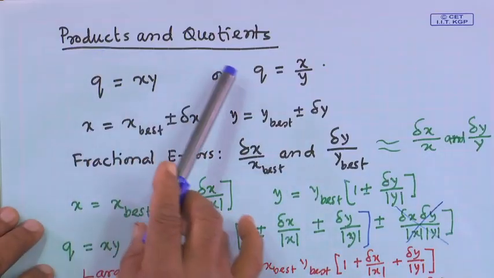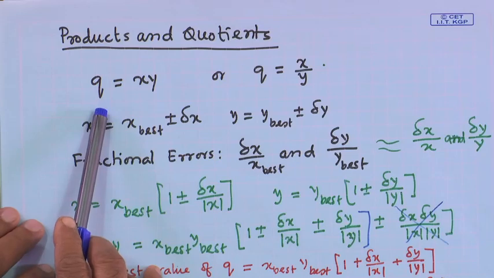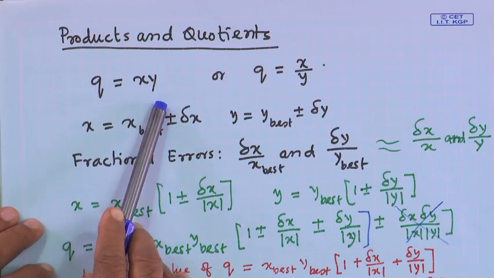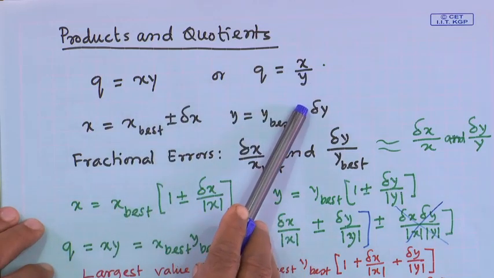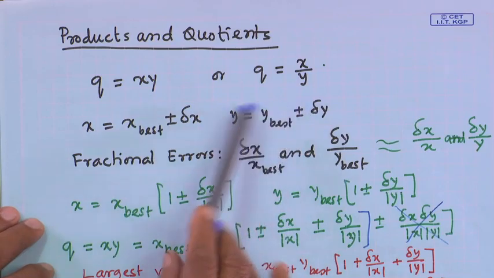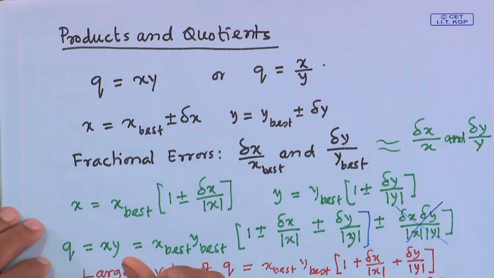Now, I will discuss if this relation is in product or quotient form, then what will be the error of the physical quantity. So, in the same way if we proceed, this is for products and quotients. That means the relation q equal to xy or q equal to x by y. Let us see what will be the error delta q.